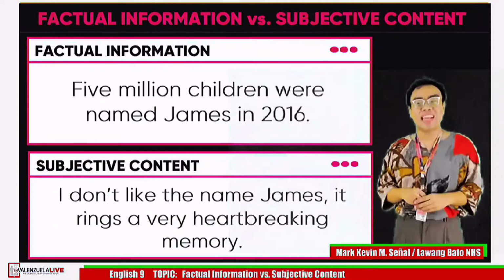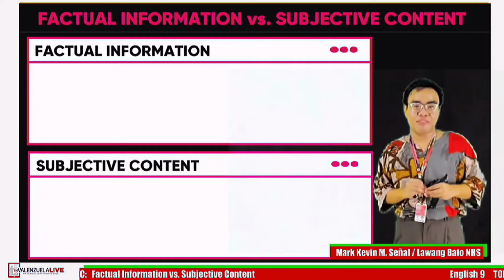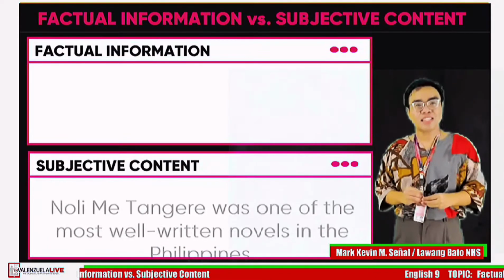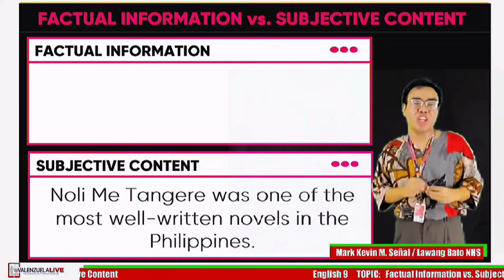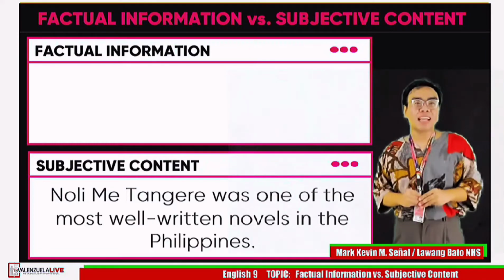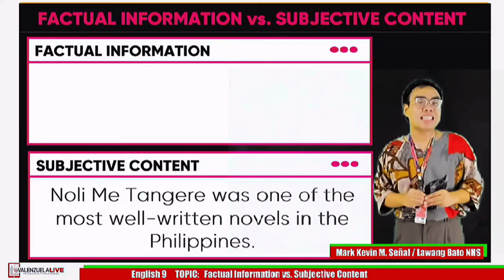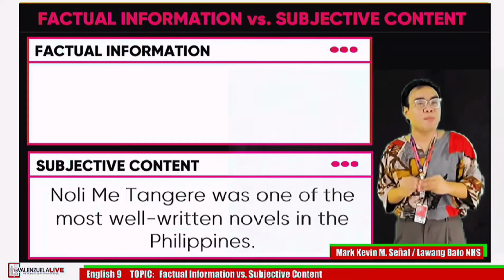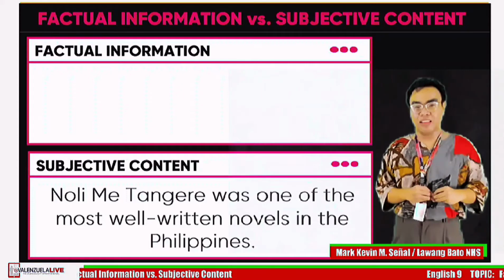Now let us have another example. But this time, let us start with subjective content. Here it says, Noli Me Tangere was one of the most well-written novels in the Philippines. Again, what makes this subjective is that the speaker's opinion is highlighted when it says Noli Me Tangere is one of the most well-written among all the other novels written in the Philippines.